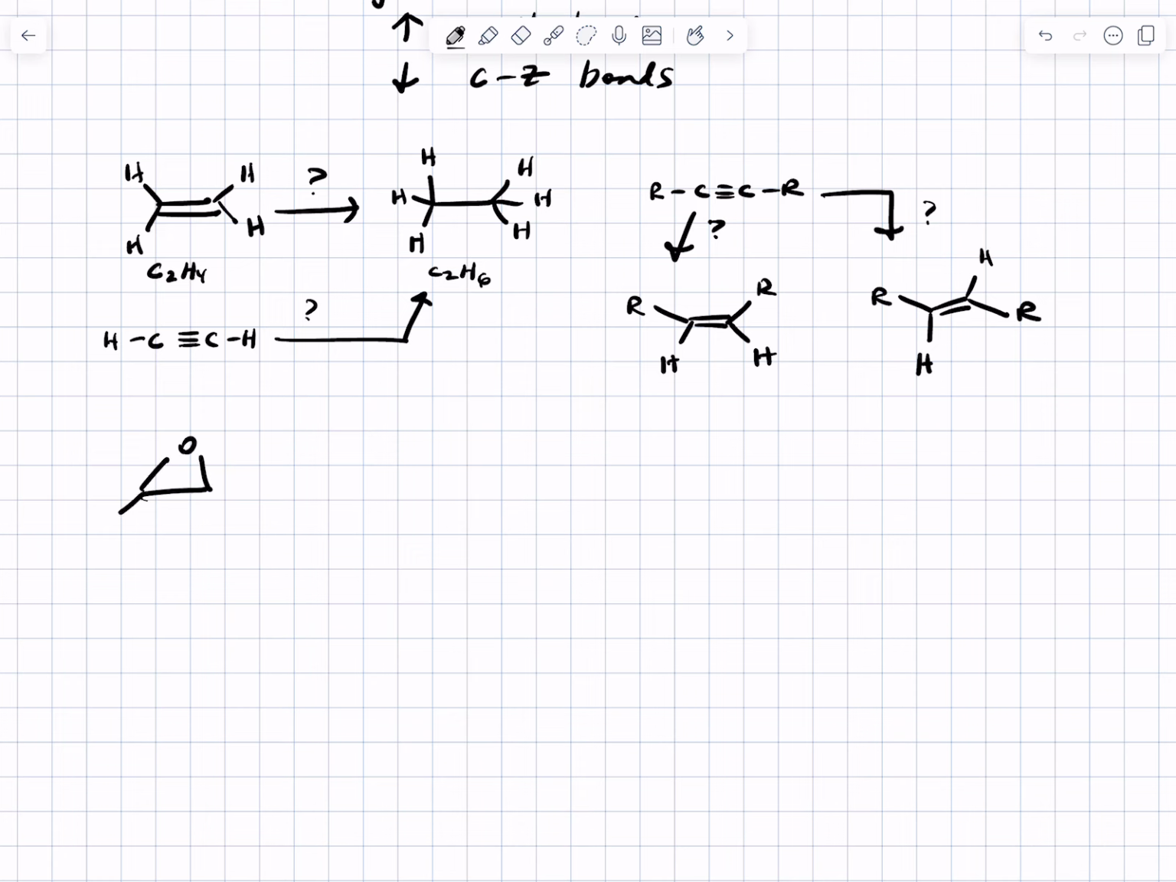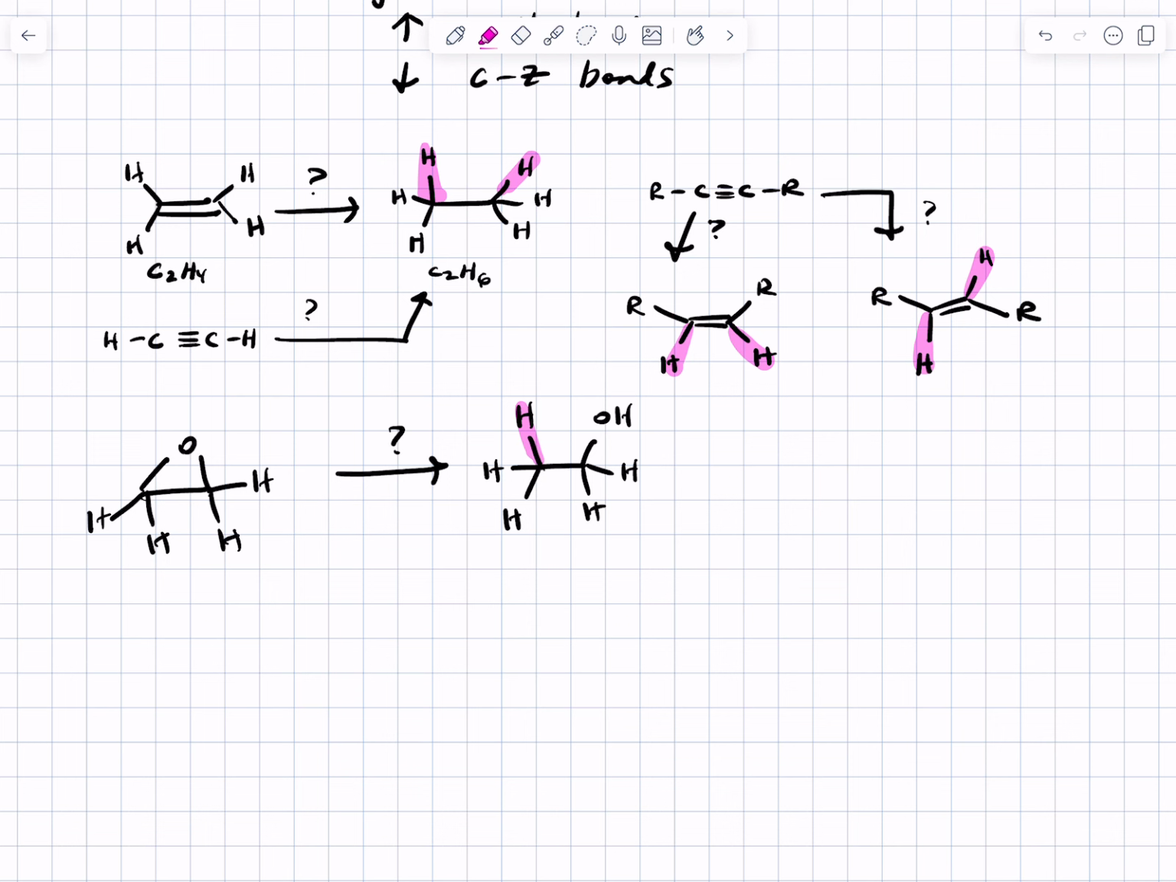It will be to take something like an epoxide, and we're going to use a reagent to convert the epoxide into the corresponding alcohol. And if you look at what's changed here, again, we've got an increase in the number of carbon-hydrogen bonds. And maybe I'll just highlight those in all of these examples.